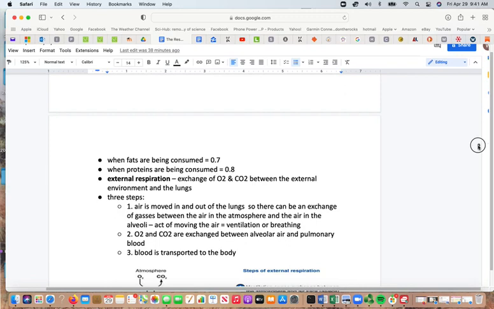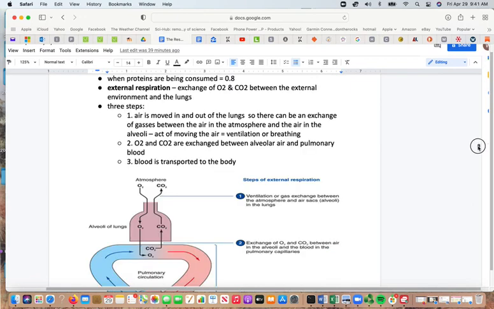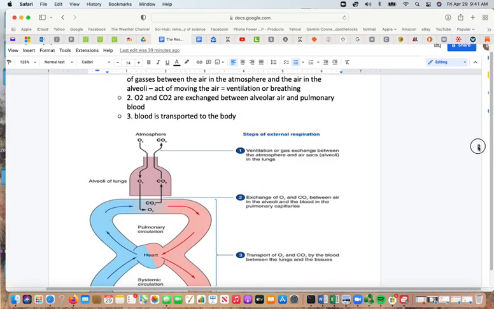So external respiration is going to look at the exchange of oxygen and carbon dioxide between the external environment and the lungs. So there's 3 steps to this process. First, air is moved in and out of the lungs. This has to happen for there to be an exchange of the gases between the atmosphere and what's in the alveoli. So this is your ventilation or breathing. Oxygen and carbon dioxide are going to be exchanged between the alveolar air and pulmonary blood, and then that blood gets transported to the rest of the body.